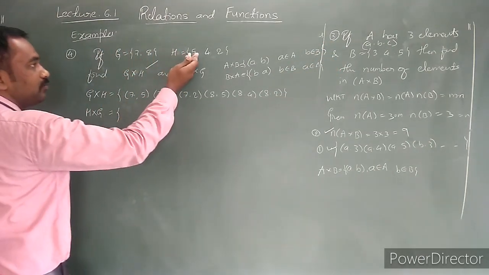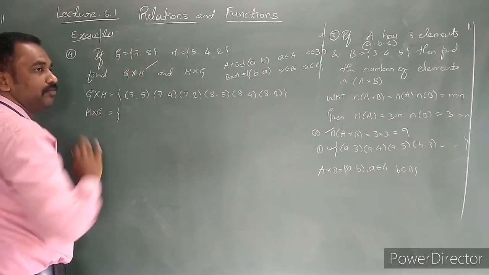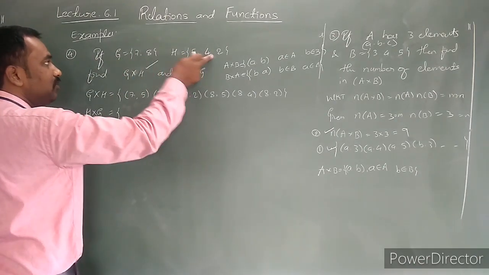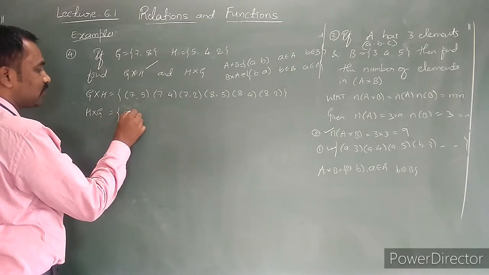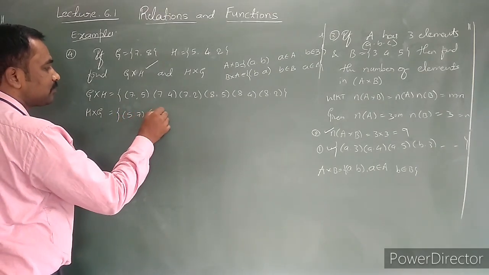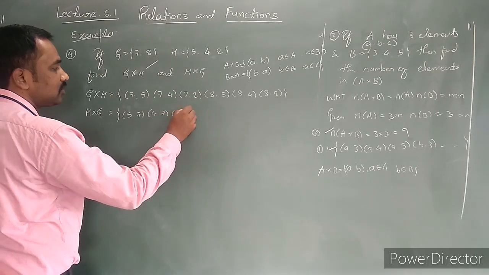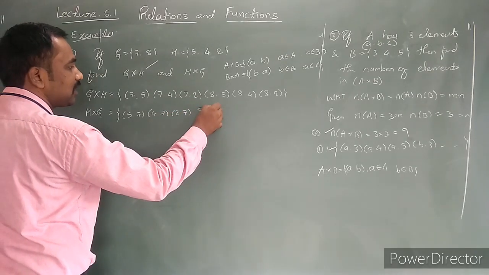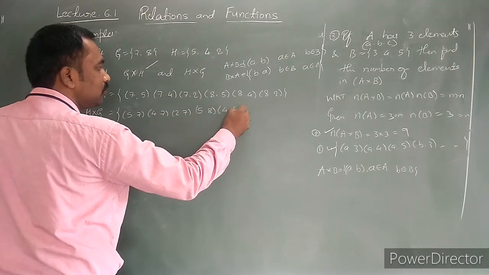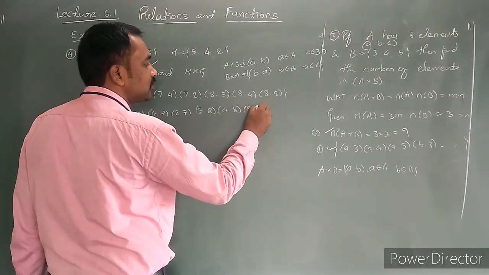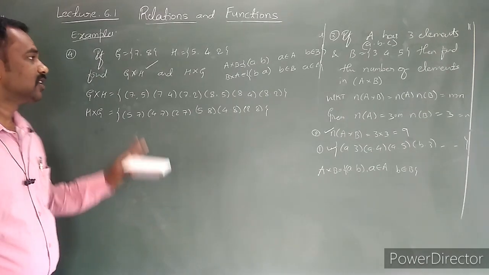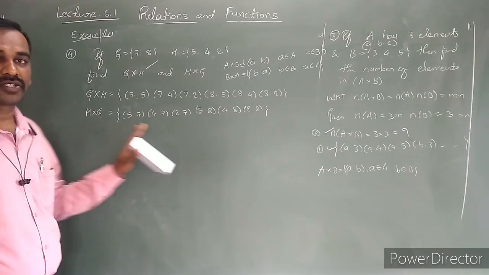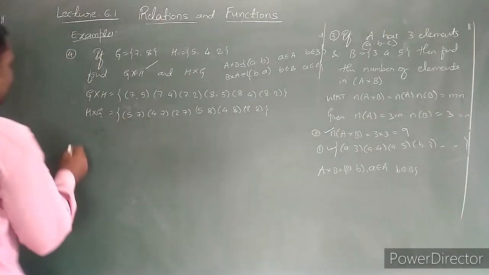Or else first fix the 5 and write pairs with these two elements. Fix the 4, pair with these two elements as well. Better way is interchange. We can write 5, 7; 4, 7; 2, 7; 5, 8; 4, 8; and 2, 8. That's it. This is our H cross G. This is 1 mark, this is 1 mark. Total 2 marks question. Anyway, next one.